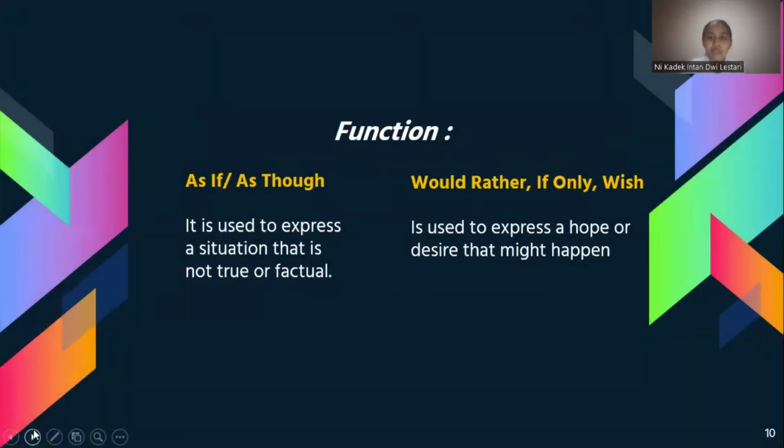And then the function. I would like to explain the function of as if or as though, and would rather, if only, and wish. The first one, the function of as if or as though, is to express a situation that is not true or factual. Then, the function of would rather, if only, and wish is to express a hope or desire that might happen.